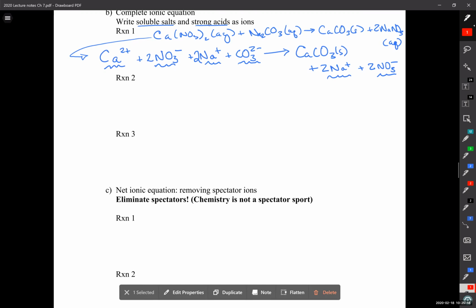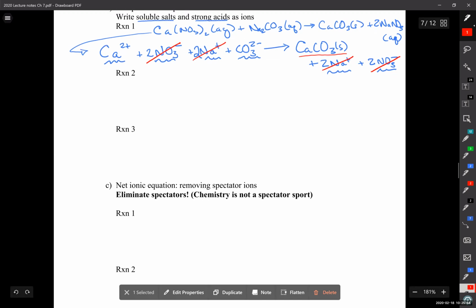So if you look in this reaction, everything in the product did something. Those are not spectators. So the calcium did something and the carbonate did something. But you notice the sodium and the nitrate, they didn't change. The sodium ion in the reactant, it's sodium ion in the product. Same thing's true with the nitrates. Nitrate ions in the reactant, nitrate ions in the product. So the net ionic equation is just what's left after you get rid of the spectators.